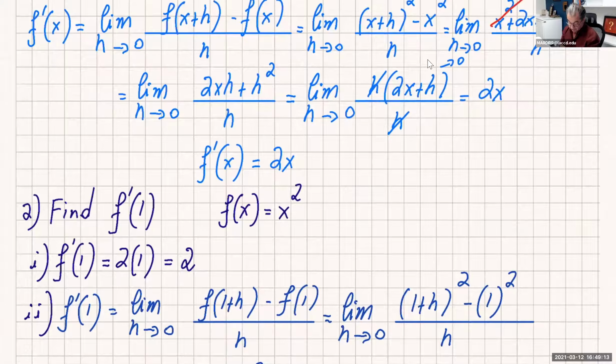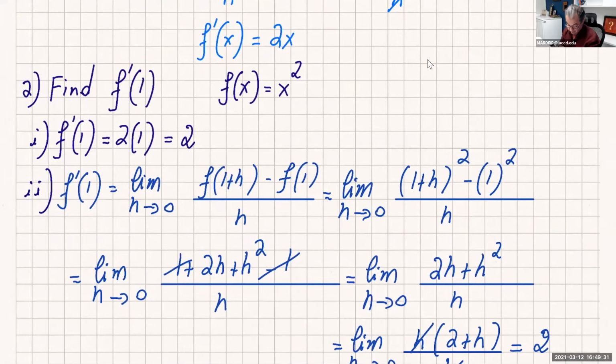Part 2, let's find f prime of 1 for the same function. One way of doing this, you can just go to f prime of x and instead of x substitute 1, it's 2. How can we find this by using the formulas? Let's go ahead and do that.